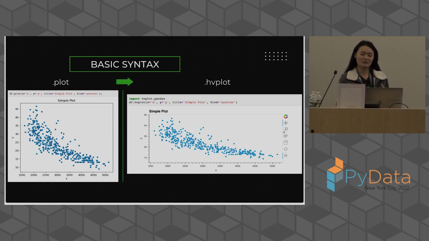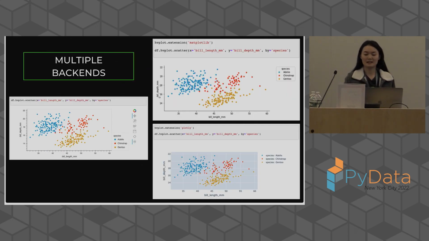What if you want to get a Matplotlib plot using HVPlot? Yes, you can. Again, the default is Bokeh, but if you add this line, hvplot.extension('matplotlib'), it will return a Matplotlib plot for you. And if you want to have a Plotly plot, simply add this line, hvplot.extension('plotly'), and you will get a Plotly plot. Right, so it's super convenient. You use the same syntax and get different styles of plots.